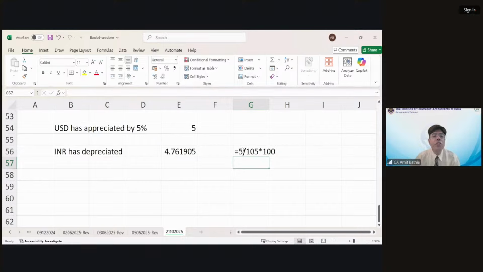So 5 is the appreciation, because that is also going to be the depreciation for INR, right? So the numerator is not going to change except for the sign. 5 is what USD has appreciated, so obviously that is a value which has been lost by INR. But the denominator is going to change. For USD, when we calculate, we always take the S0, the original rate, to calculate the appreciation. But for the depreciated currency, you always take the S1 in the denominator. And that is why you get 4.761905.